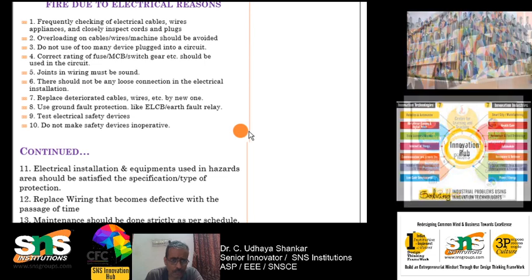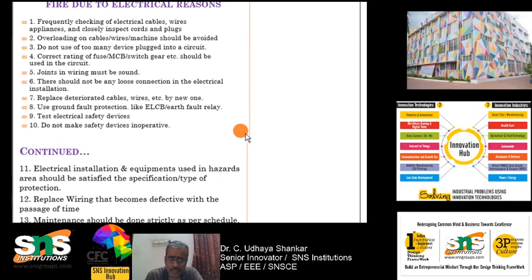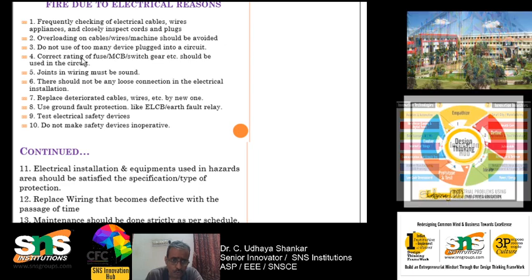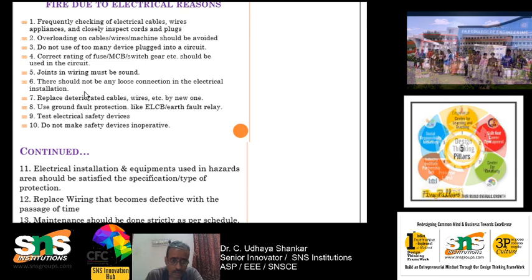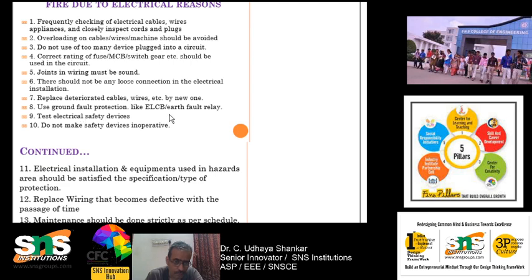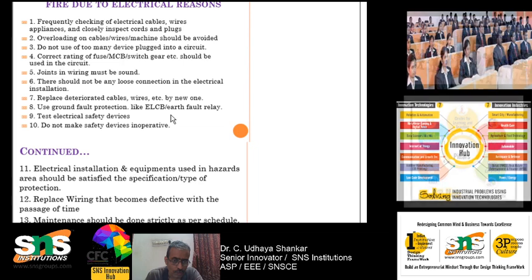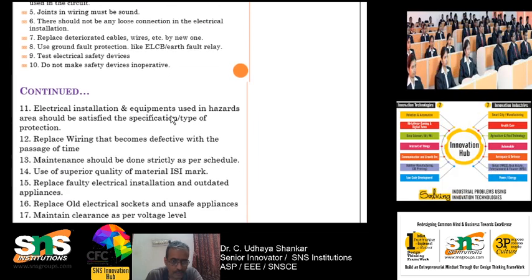So precautions to be taken. Frequently check the electrical cables and wires, appliances, and closely inspect the cords and plugs. Avoid overloading of the cables, and do not use too many devices. The correct rating of MCBs should be used, the joints of the wiring should be good, and there should not be any loose connection. Replacement of deteriorated cable should be done at regular intervals. And similarly for ground fault protection, we should use an ELCB or earth fault relay. And similarly the testing of electrical safety devices should be done.